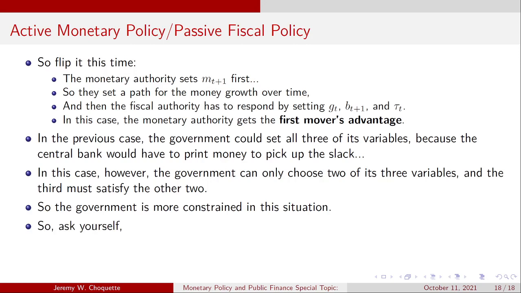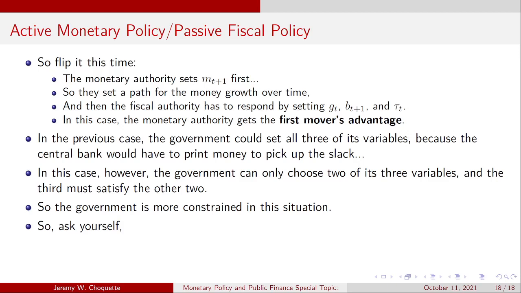So the government's more constrained in this situation, right? The government doesn't just get to spend whatever they want willy-nilly. They have to go, well, actually, we have to be kind of careful in this, right? So you don't have that blank check. It's not like the National Bank of Mom anymore.